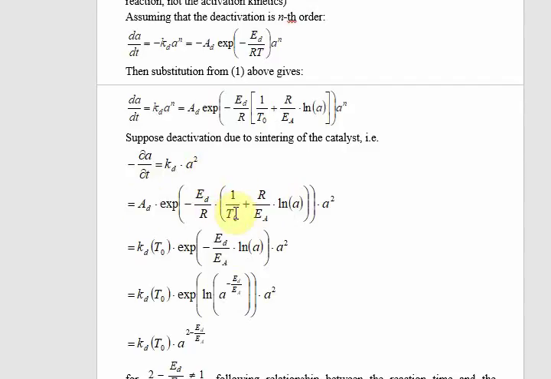So this 1 over T naught multiplied with E over R, that's basically the Arrhenius constant at temperature T naught. So we could just split that out as a KD at T naught, leaving us with this stuff in here multiplied with that. So if we multiply these out, the R's can cancel, leaving us with ED over EA, and then ln A here and A squared.